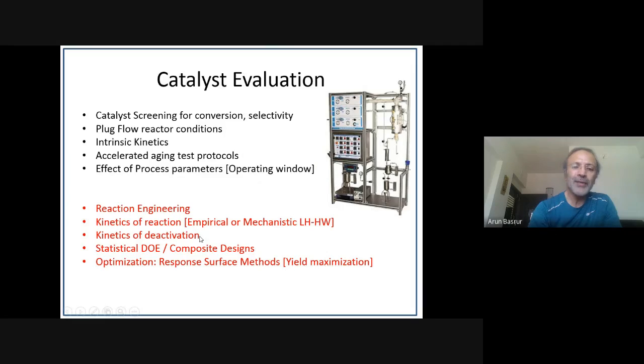Kinetics of deactivation is important. In order to do this, it is important to have knowledge of statistics to be able to do a statistical design of experiments. Sometimes statistical design of experiments can be very elaborate. Then one goes for composite designs. Composite designs are normally used when you want to do yield maximization, which is an area of study in process optimization, where you can also use response surface methods.